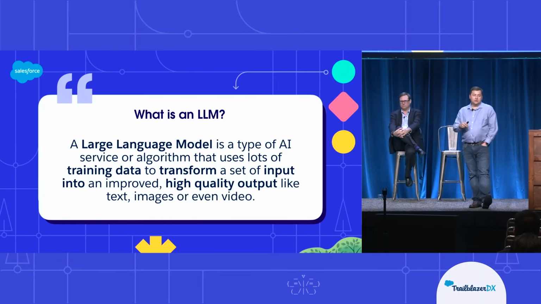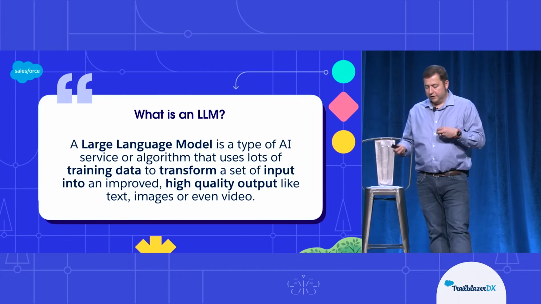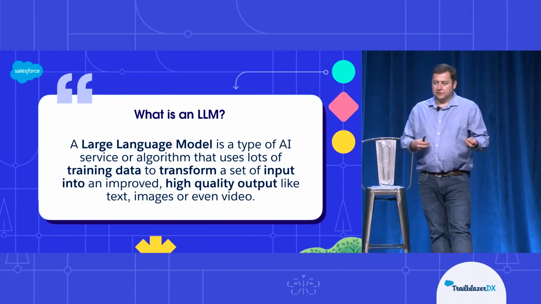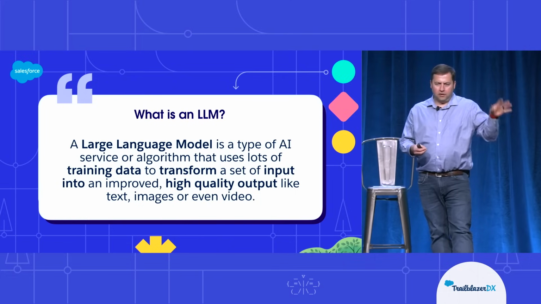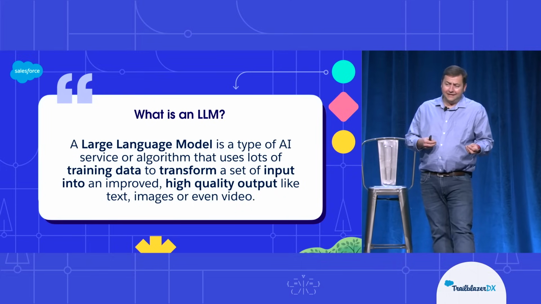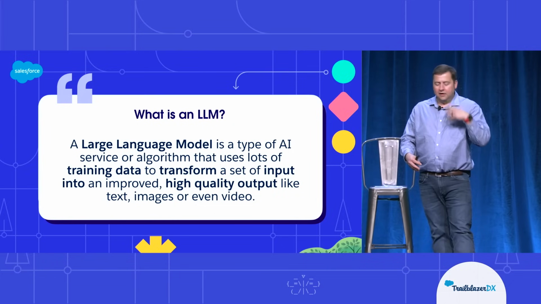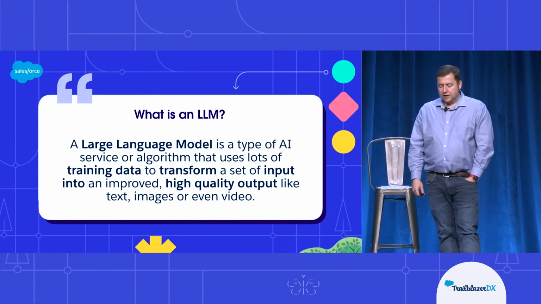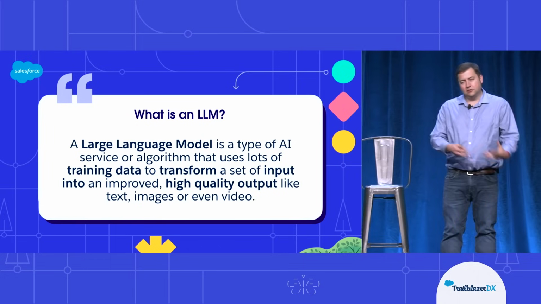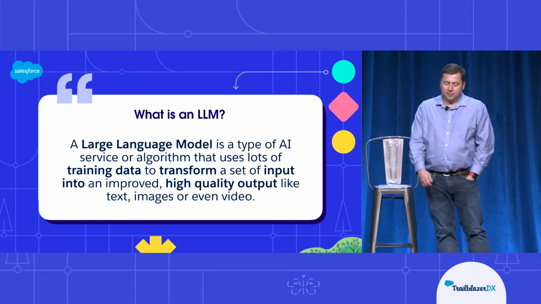No, okay. All right, so an LLM is a large language model, and it is basically a type of AI or service or algorithm that uses a large set of training data to transform a set of input into a high-quality output. Today, the ones we use in Salesforce are text-based. Tomorrow, you will see things like image and video generation. They're already out on the internet. We do not pull them into Salesforce yet because there are some interesting things that happen with copyright and whatever else. So expect to see video and images and things coming, but in essence, the idea is I give you text, you transform it into a different shape of text.